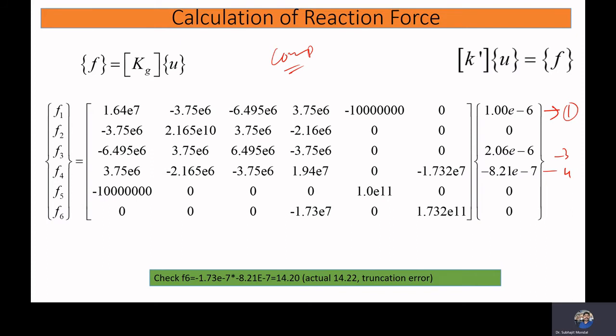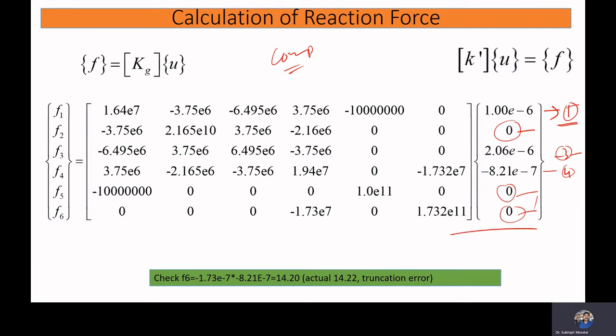So how are we applying the compatibility conditions? Here you can see we get non-zero values at the first degree of freedom, third degree of freedom, and fourth degree of freedom. And you can recall that our second, fifth, and sixth were constrained. So here we are applying our displacement boundary conditions, or you can say the compatibility conditions, here in the displacement vector.